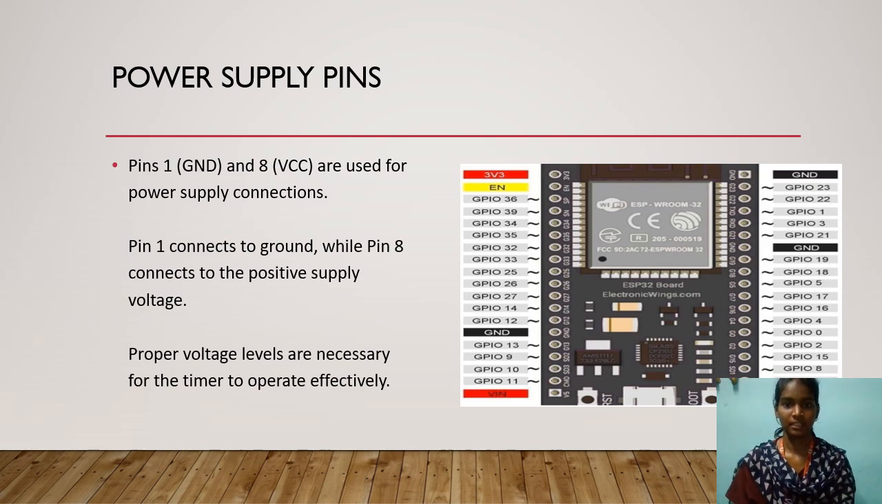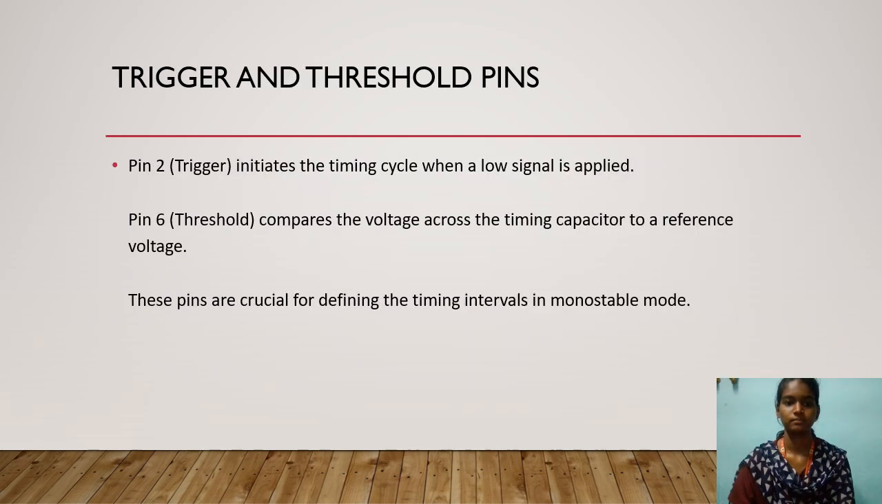Here you can see the 3V3 and GND. Pin 1 connects to ground while pin 8 connects to the positive supply voltage. Proper voltage levels are necessary for the timer to operate effectively.